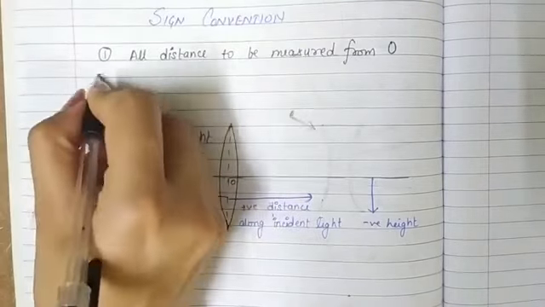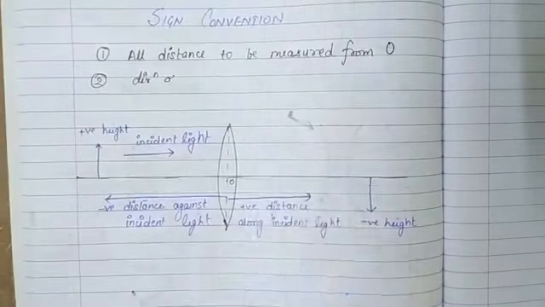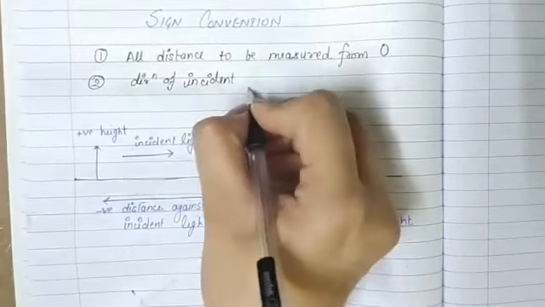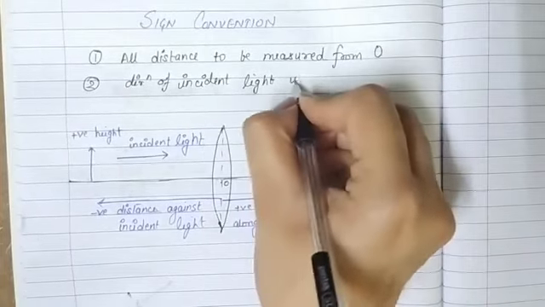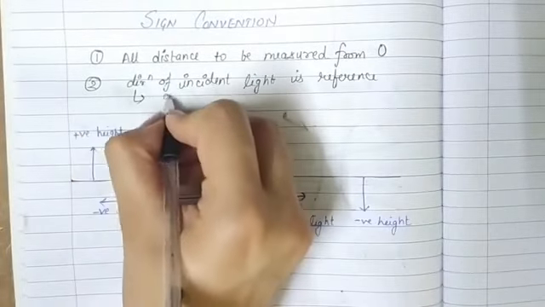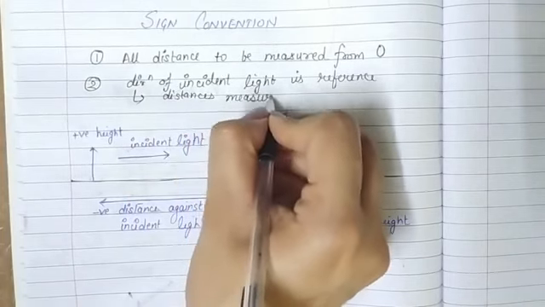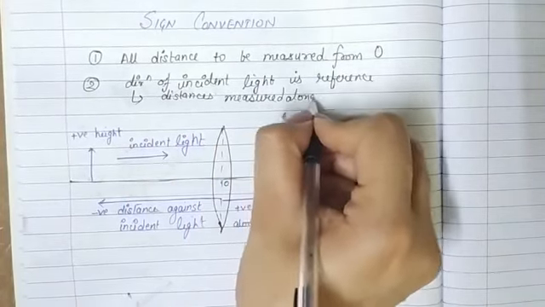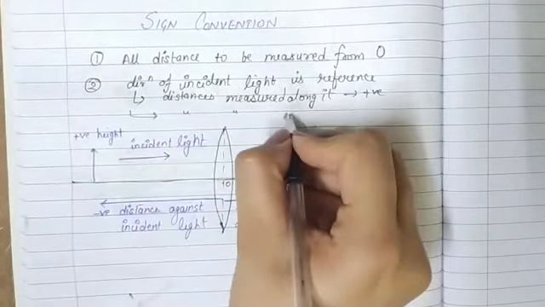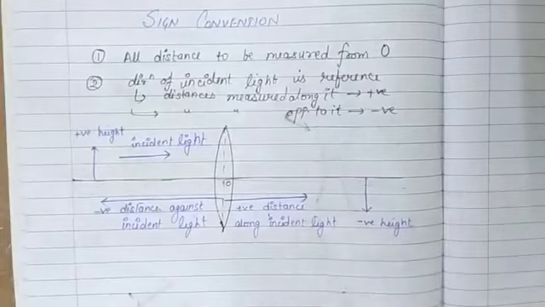So the second point is that the direction of incident light is the reference. Distances measured along it will be positive, and distances measured opposite to it will be taken as negative. This is the next point.